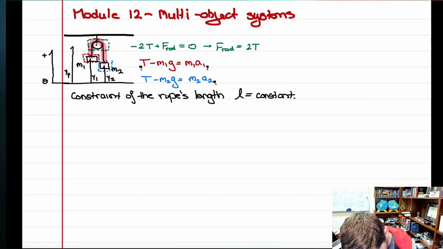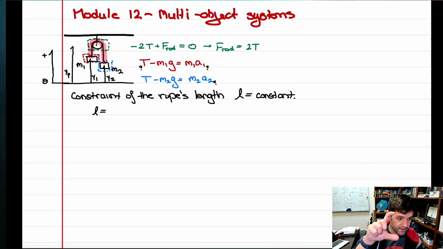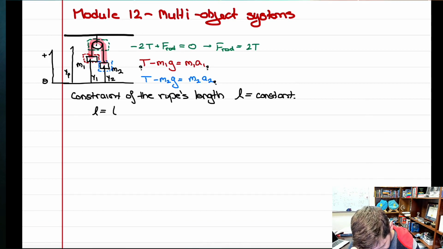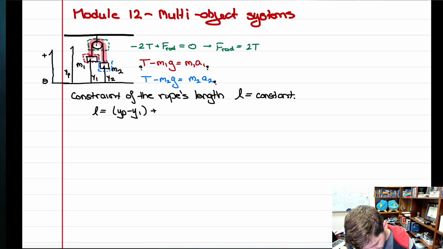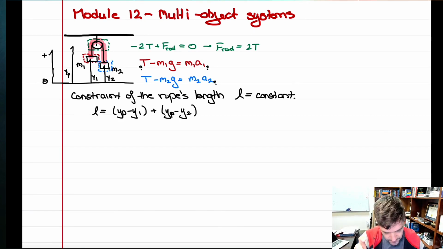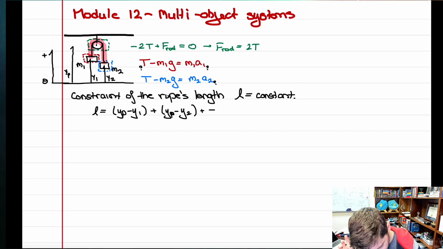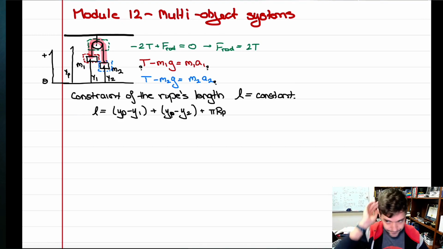So I can write down that the length of the rope is the length of that hanging side on the left, which looks like it's going to be y pulley minus y sub 1. That's the length that goes from the box to the pulley. The length on the right side is y pulley minus y sub 2. And then if I want to include the part that's around the pulley, I might say that it also goes halfway around a circle of radius r pulley. So this might be something like pi r pulley. Not 2 pi r, but just pi r, half the circle, if you want to include that.